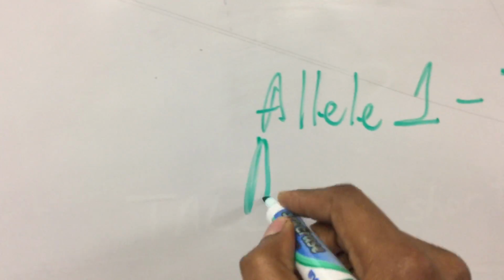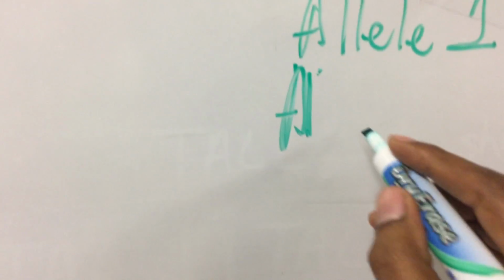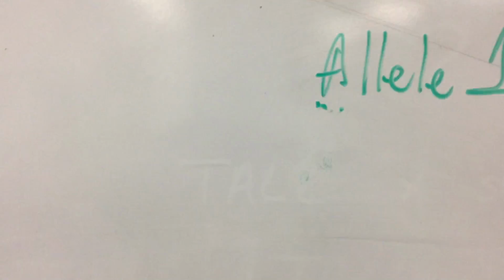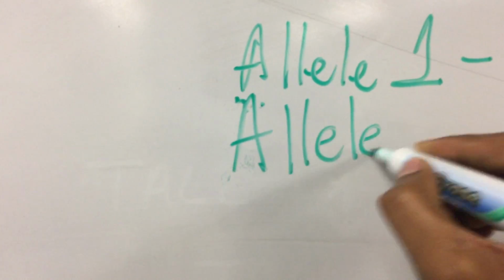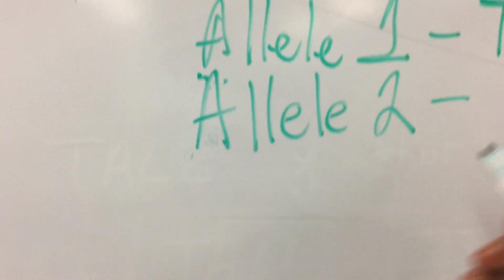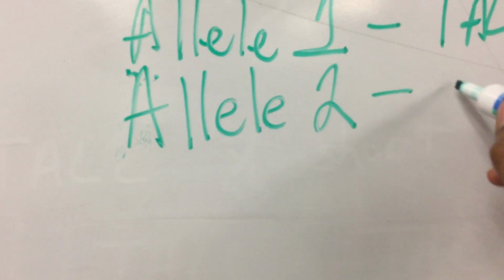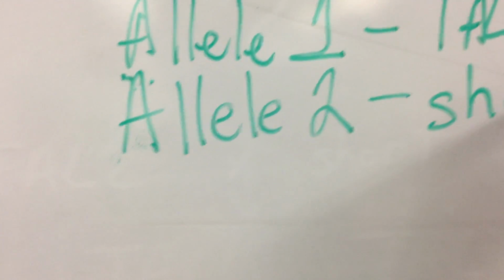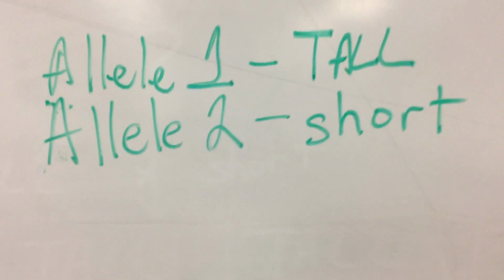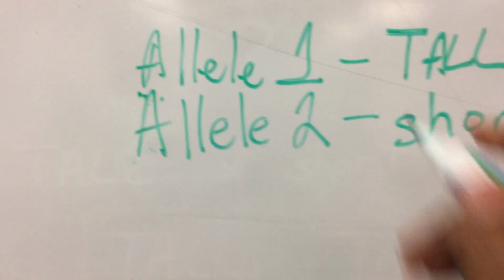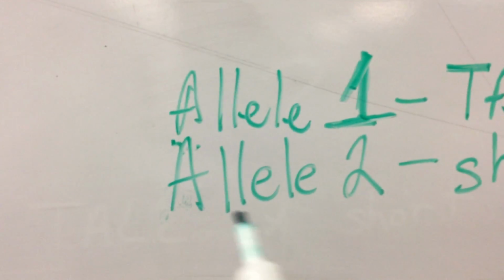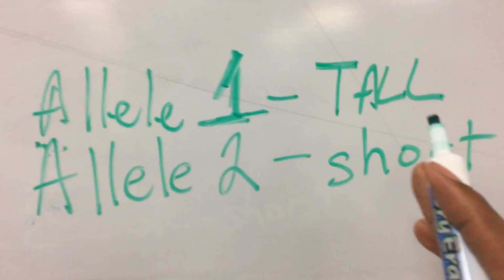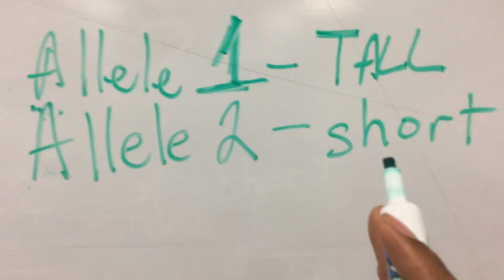But there's another version of the gene, and that would be allele 2. And this version of the gene gives us a short pea plant. So you have one allele that would make the plant tall and one allele that would make the plant short.